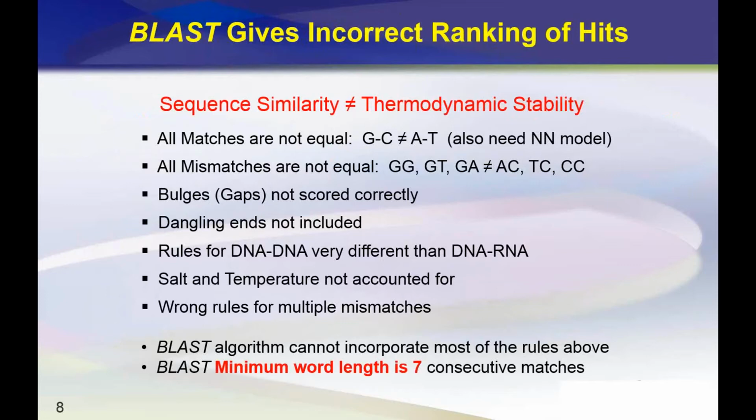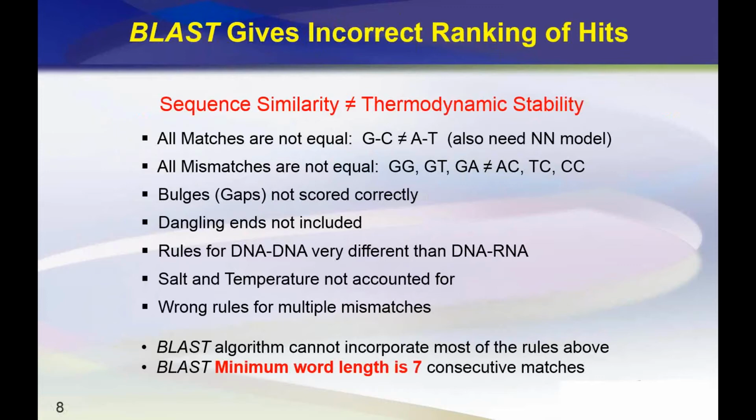Another problem is that BLAST scores all mismatches as if they're the same. So BLAST does not understand that some mismatches are stabilizing, such as GG, GT, and GA mismatches, which are all thermodynamically stable, versus mismatches that are destabilizing, like AC, TC, and CC. And these range over a factor of over 1,000 in equilibrium constant. So it's a big effect that not all mismatches are the same.